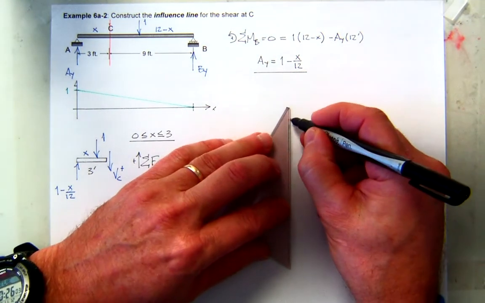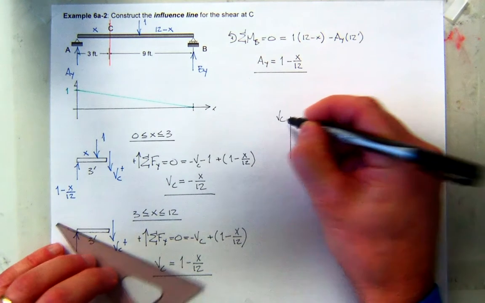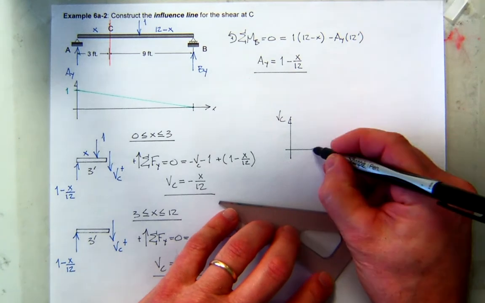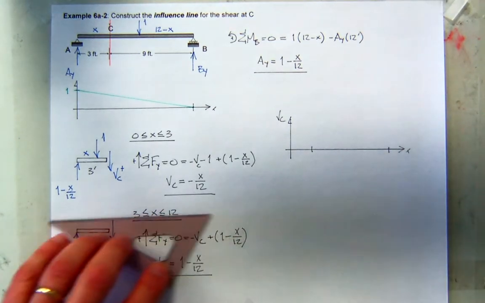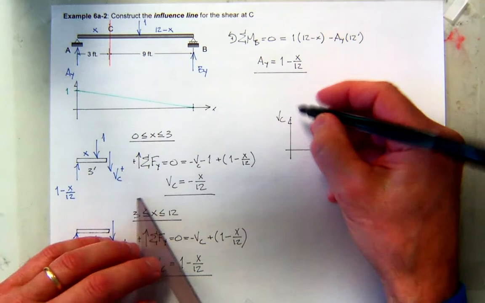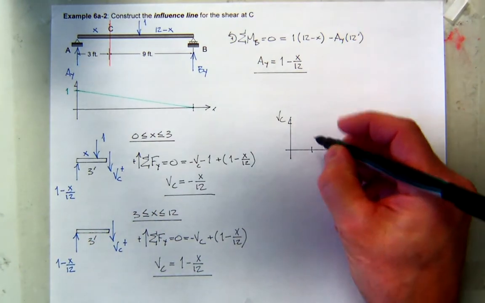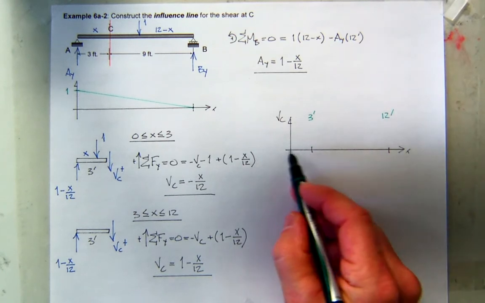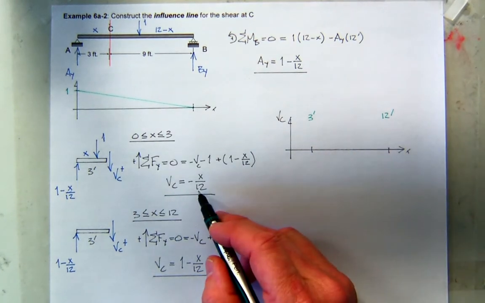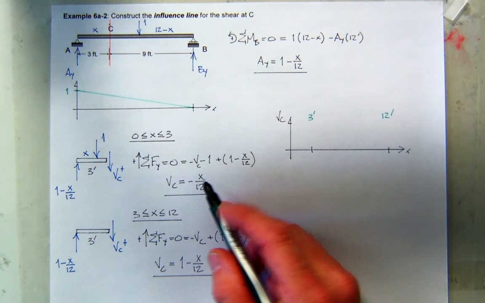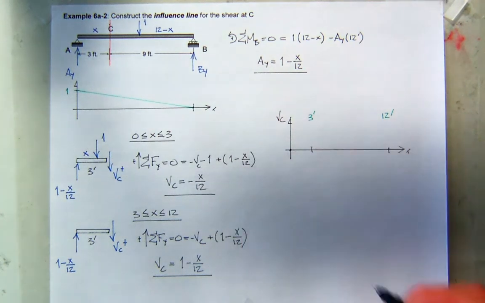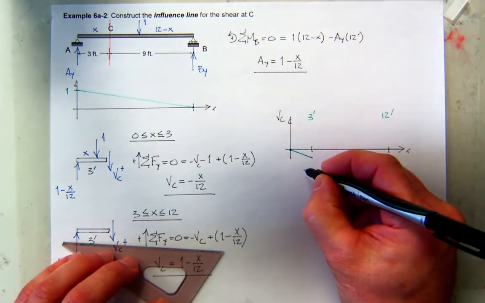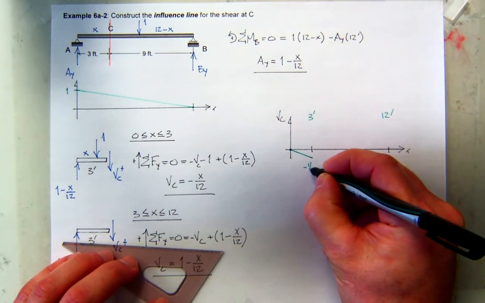So now my influence line for the shear at C will look like this. So there's 3, there's 12. So, right, this is 3. I'll put a little mark there so you remember. There's 3 feet. This will be 12 feet. So from 0 to 3, what equation do I plot? This one. So when x is 0, I get 0. When x is 3, what do I get? I get minus 3 over 12, which is minus 1/4.